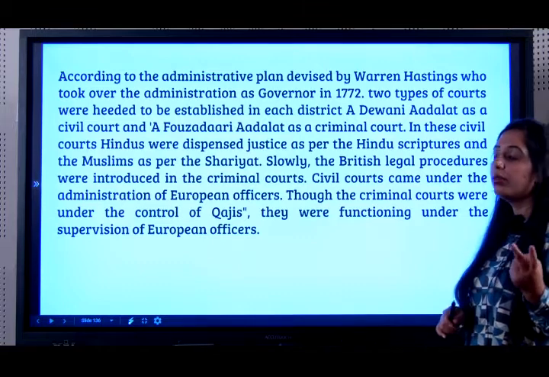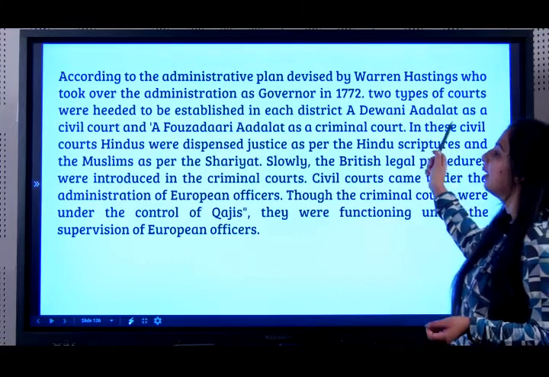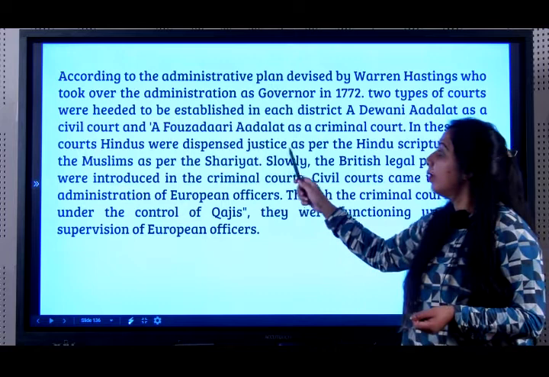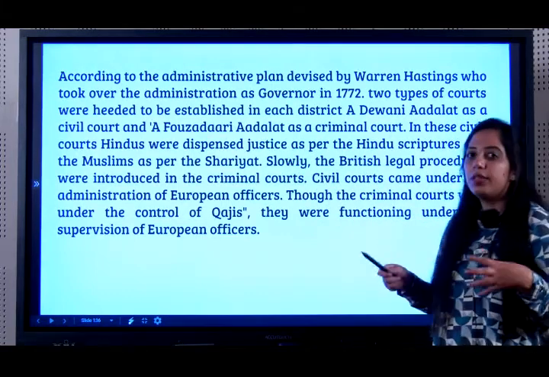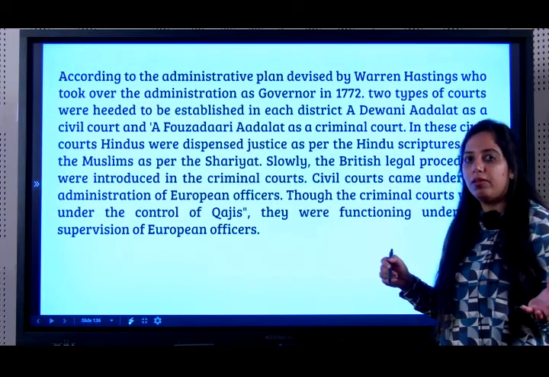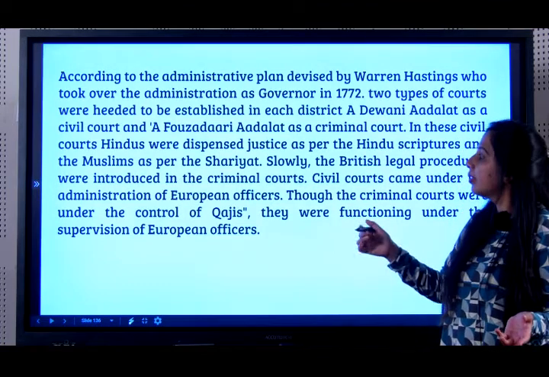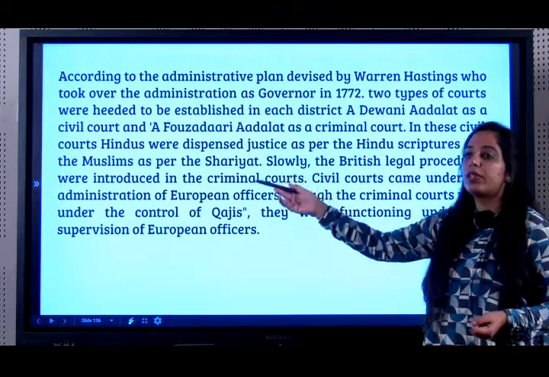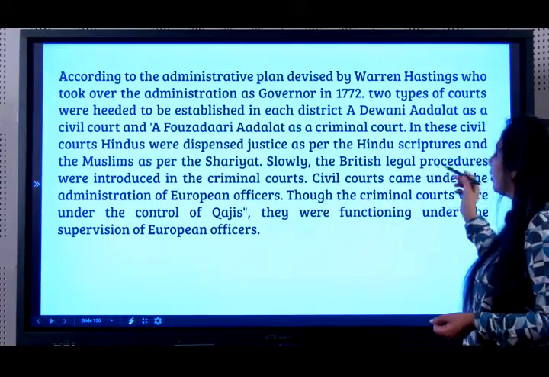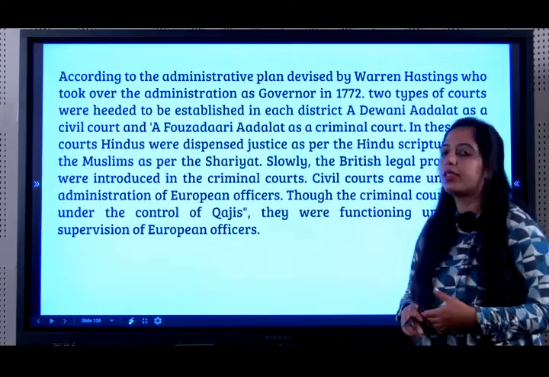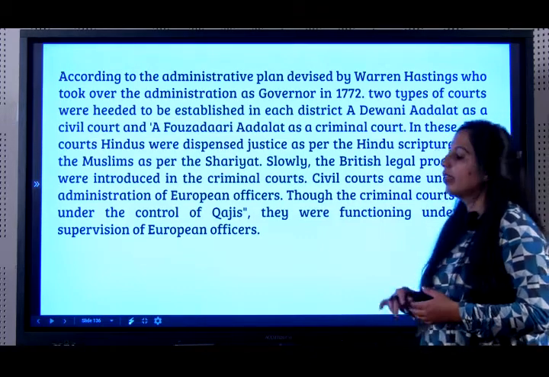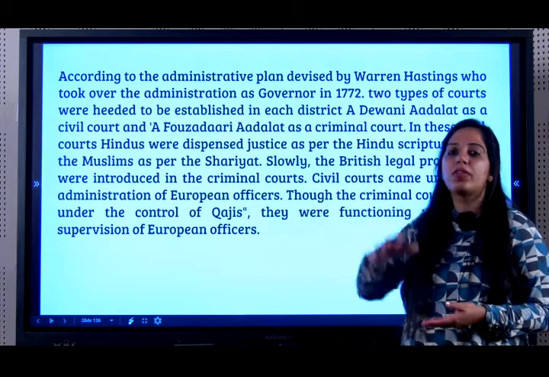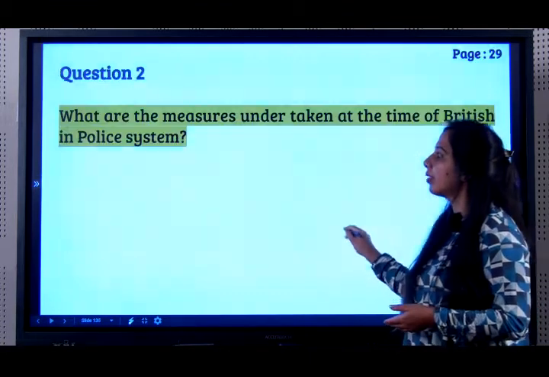They set two kinds of courts, a Diwani Adalat or the civil court and a Fauzdari Adalat or the criminal court. The Hindus were given judgment based on the Hindu laws, and for the Muslims they followed the Shariat law. Slowly the British legal procedures were introduced in the criminal courts. Though the criminal courts were under the control of Qazis, at the topmost level there were the European officers.